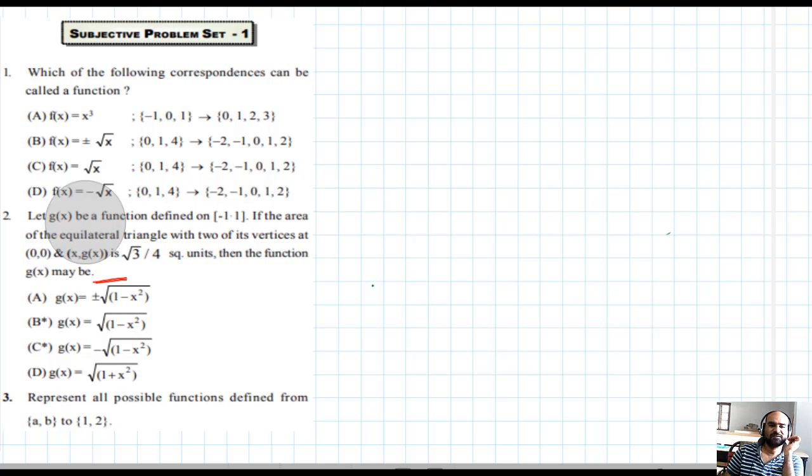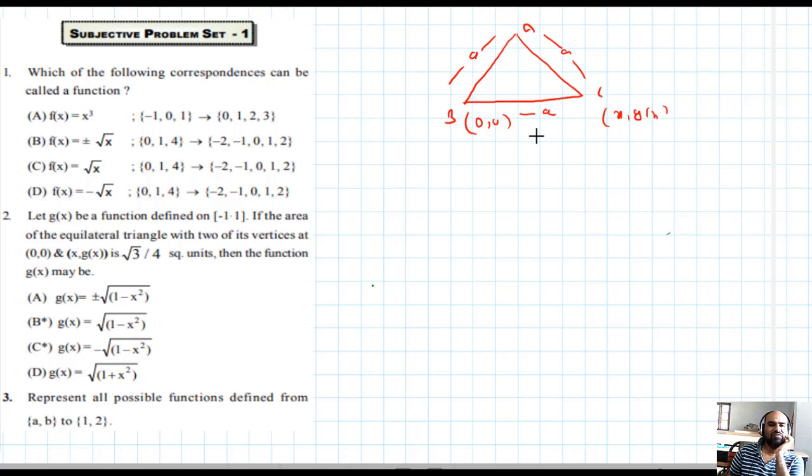Listen students. First of all, an equilateral triangle is given, say ABC. Two vertices are given, this is 0, 0 and this is given as x, g of x. Let the side of the equilateral triangle be small a. All are equal to a only, no? I will write: side of the triangle equal to a, that is BC equal to AC equal to AB, because it is equilateral, no?